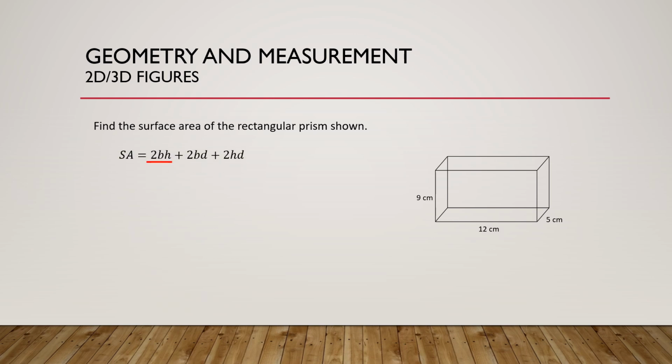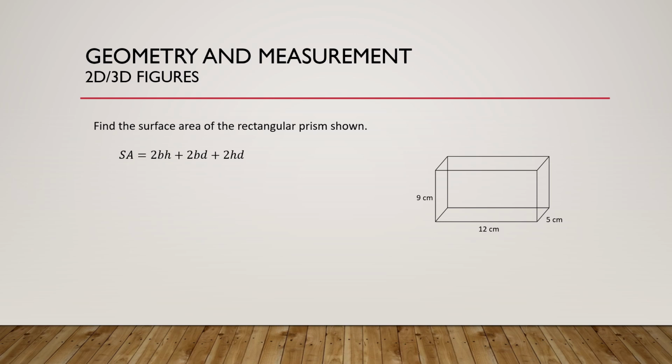For example, base times height would be the area of the front face. Since the area of the back face is identical, we calculate 2 times base times height. The area of the top surface is base times depth. Times 2 accounts for the bottom. Finally, height times depth covers one side of the prism. 2 times covers both sides.